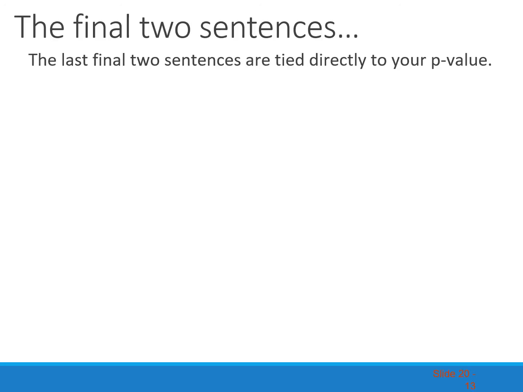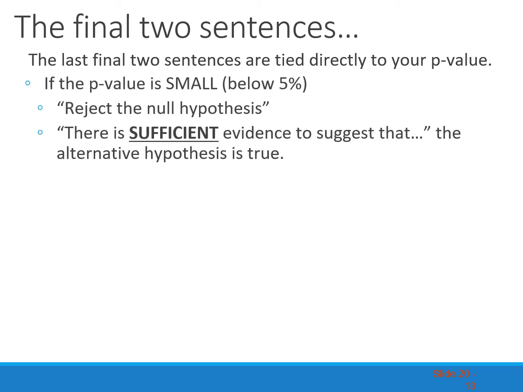When it comes to these final two sentences, they're tied directly to your p-value. If the p-value is small, meaning below 5%, or below whatever your alpha level is, we reject the null hypothesis. Whatever we saw in our sample is unusual enough for us to say we have enough evidence to prove this null hypothesis is false. And when we reject the null hypothesis, that second sentence is always there's sufficient evidence to suggest that the alternative hypothesis is true.